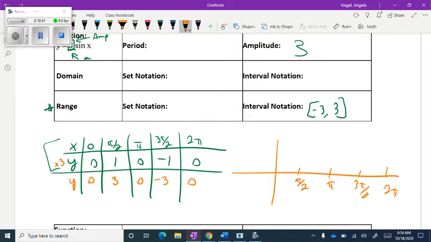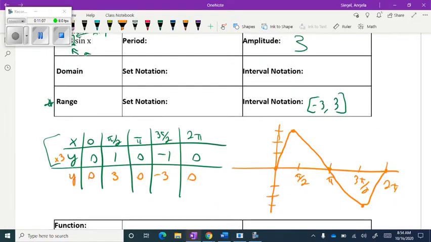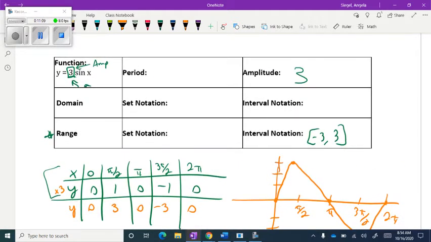But now, instead of going up to 1, I'm now going to go up to 3. So it stretches it up to 3 and it stretches it down to negative 3. My graphs are not even, but it would be 3 times higher and 3 times lower. Okay, so this is what the graph for that looks like. Notice the period is still the same.